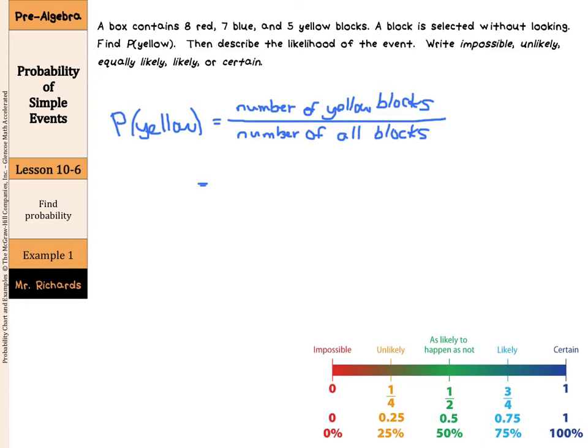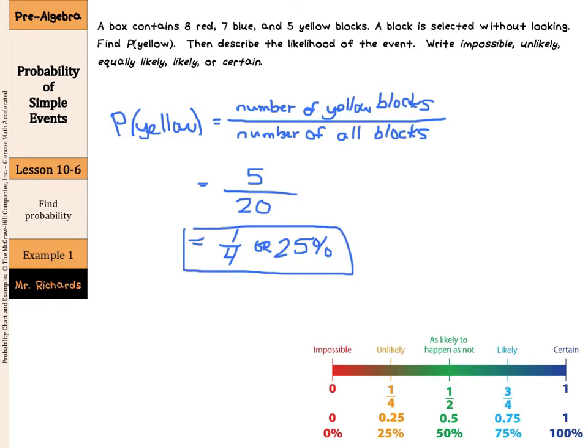And so the number of yellow blocks in our question this time was 5 over the number of all blocks. 8 plus 7 plus 5 is 20. And we can simplify this fraction to 1/4, which is the same thing as 25%. Now as we look to write impossible, unlikely, equally likely, likely, or certain, we can use this as our guide. And so 1/4 or 25% falls into this unlikely range. So it is unlikely to randomly get a yellow block in this question.